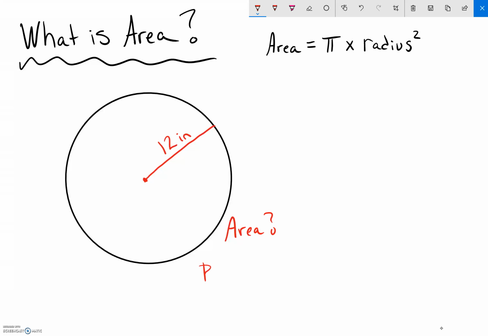And round your number to the nearest whole, or in other words, to the ones place. Go ahead and pause the video. Give it a try.